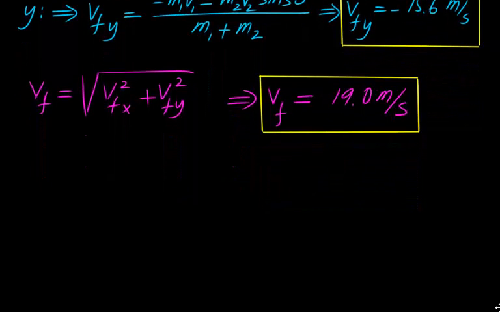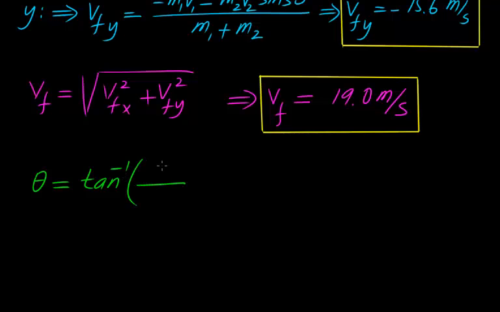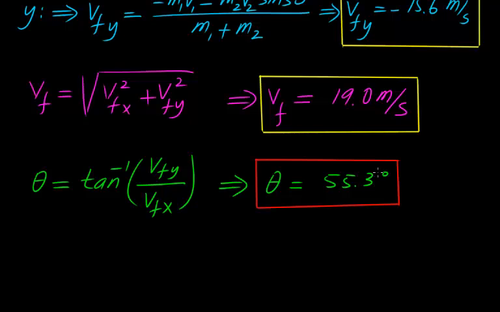To solve for the direction, we need to solve for the angle that is made with the x-axis. The angle theta that is made with the x-axis is obtained using the inverse tan function. Make sure that you take the y component, v final y, over the v final x. This will allow you to figure out the angle that is made with the x-axis, therefore the west direction. Solving for the angle theta, you obtain 55.3 degrees.